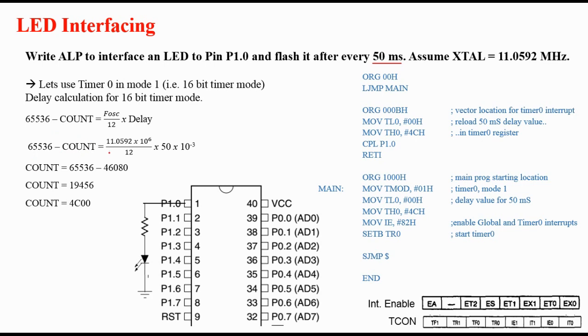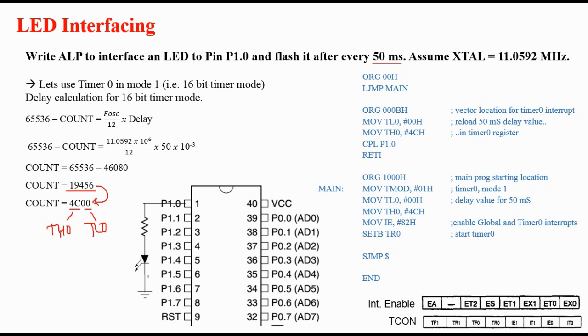If you simplify this step, you will get count equal to 65536 minus 46080. The count value you will obtain is 19456. Now your job is to convert this decimal value into hexadecimal. If you convert that value into hexadecimal, you will obtain 4C00. Here your job is to move 4C to TH0 and 00 to TL0.